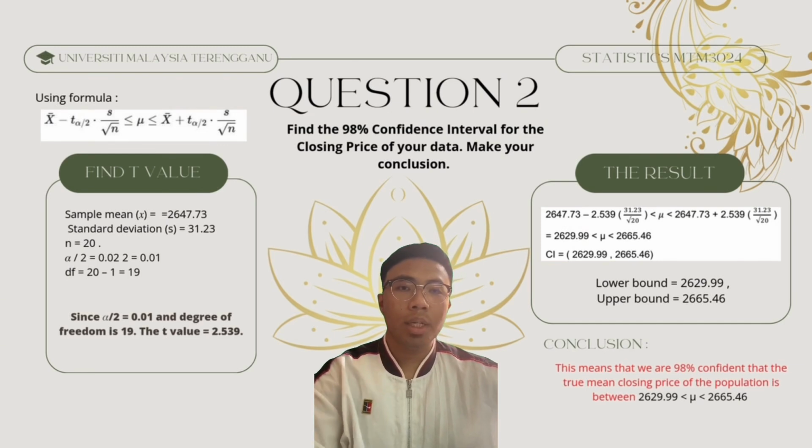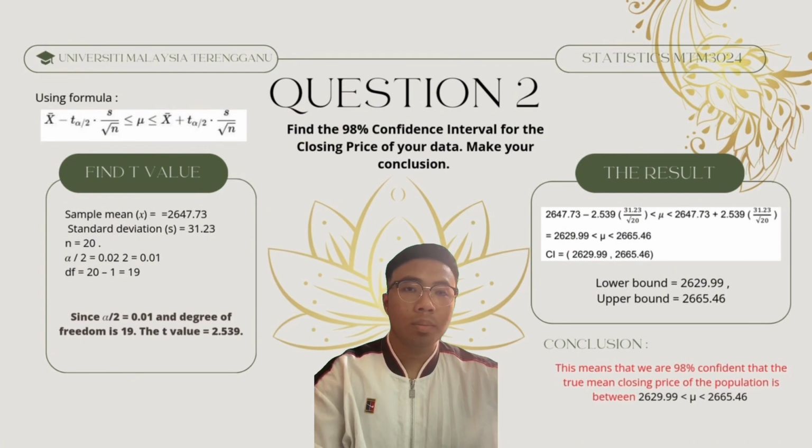Step 1. We arrange the data, which is closing price. Then we calculate the mean of the closing price, and we get total is 2,647.73. After that, we find the standard deviation by each closing price, subtract with the mean, and square the result and sum them up. Then square root the answer, and we get 31.23. Next, we list out and calculate the information given. N is 20, alpha over 2 is 0.01, degree of freedom is 19.